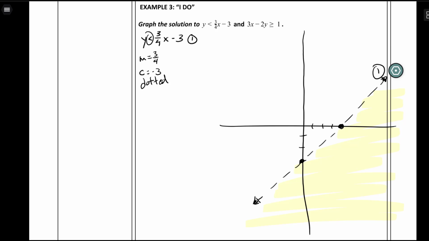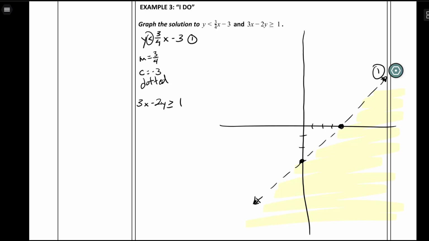Let's go ahead and do number 2. Number 2, we have 3x minus 2y is greater than or equal to 1. So with this, we have a little bit more work we need to do. Y is not by itself, so let's get it by itself.